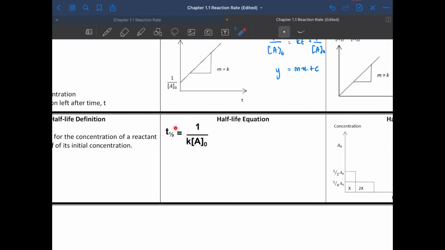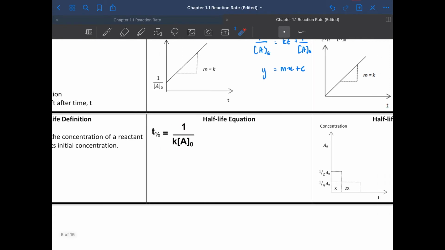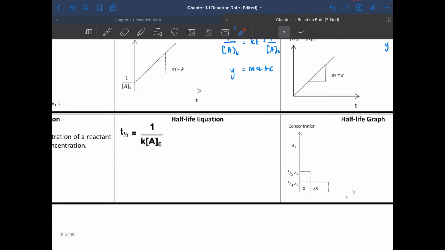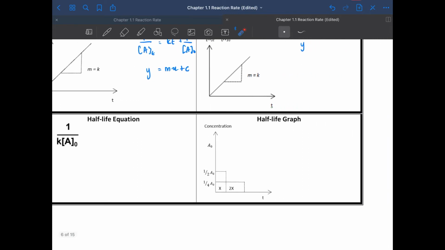Ini tak tahulah. Ini student saya dulu-dulu dia suka sebut 1 kaki ayam. It's up to you how to remember this one. Okay, so T half equal to 1 over K A0. So graph dia pula macam mana?